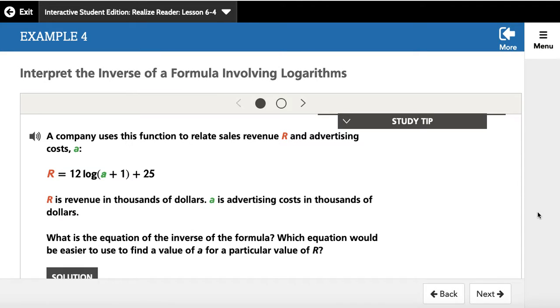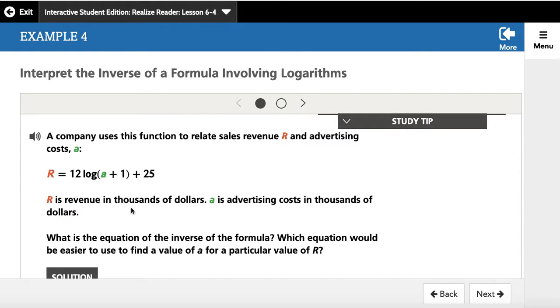Okay, ALG2 students, here's a video for example 4 for section 6.4. We're going to interpret the inverse of a formula involving logarithms. A company uses this function to relate sales revenue R and advertising cost A. R equals 12 log of A plus 1 plus 25.